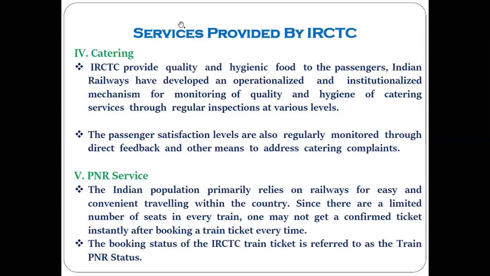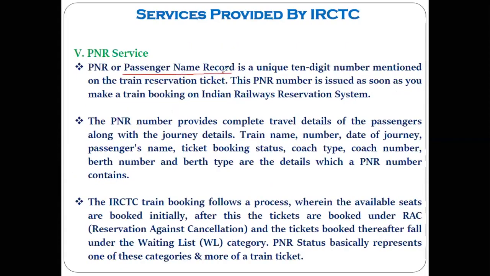Here you can see the passenger name record of the person. PNR stands for the passenger name record. It is the 10-digit number you can observe there, which is recorded on the ticket that you have booked. Once you book, you will get the ticket and you will have this PNR number.